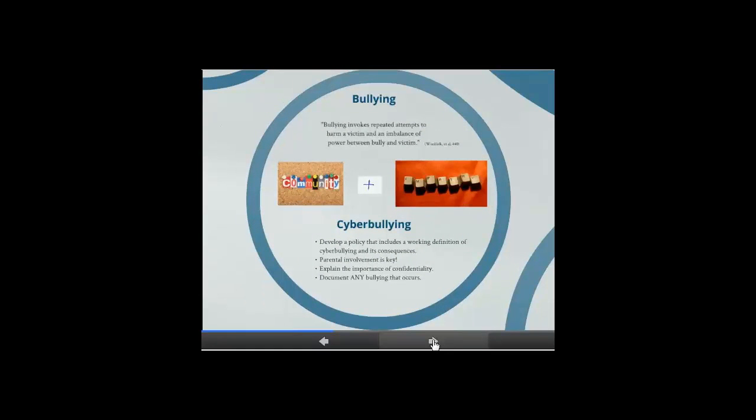When it comes to bullying, develop a strong sense of community in the classroom, empathy for the victims of bullying, and conflict management. In regards to cyberbullying, develop a policy for acceptable in-school use of the internet, and do not let cyberbullying go unnoticed and get the parents involved.